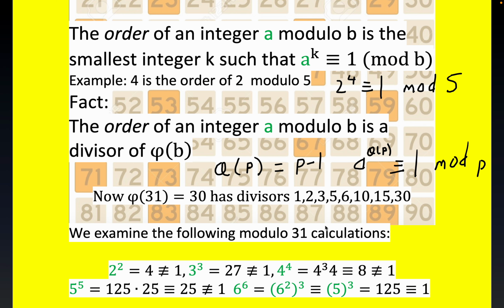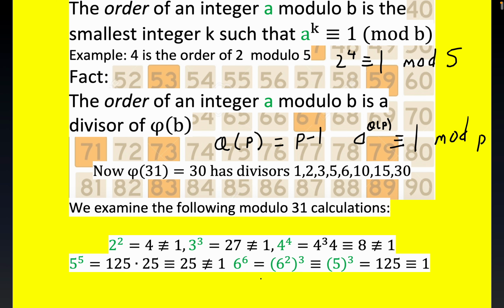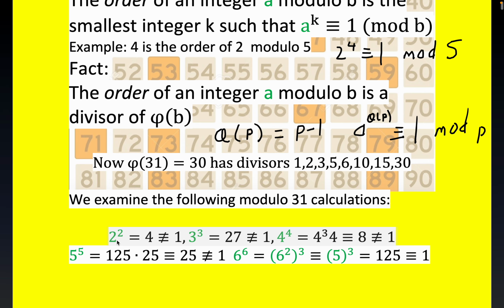Now, let's move along and take a look at the possibilities. So 2 squared is equal to 4, modulo 31. We're doing modulo 31, and I'm not going to write it down each time. That's not congruent to 1. 3 cubed is 27. Again, that's just 27.